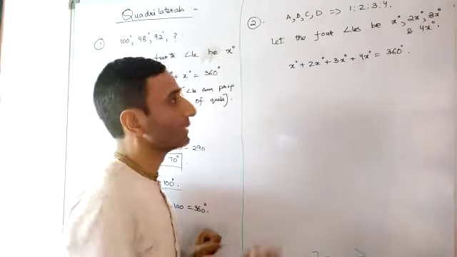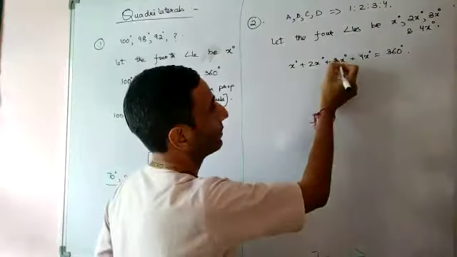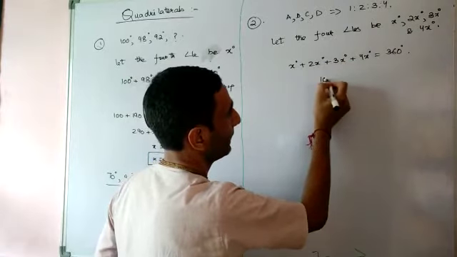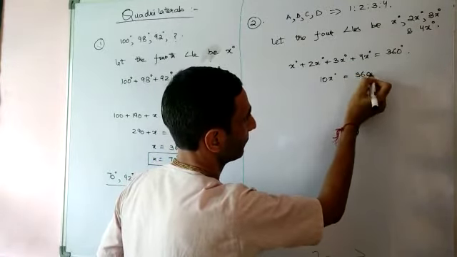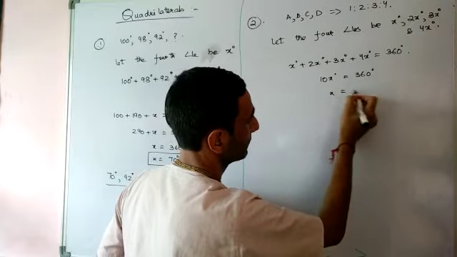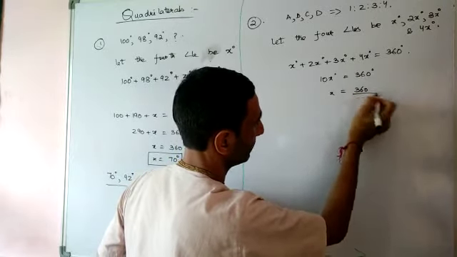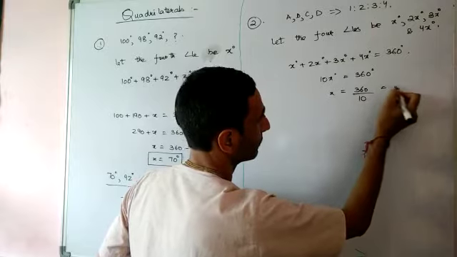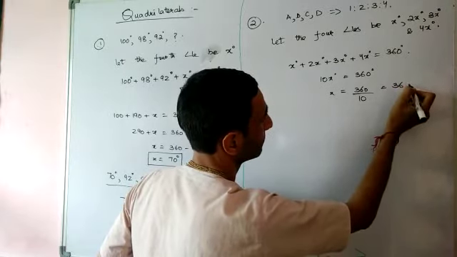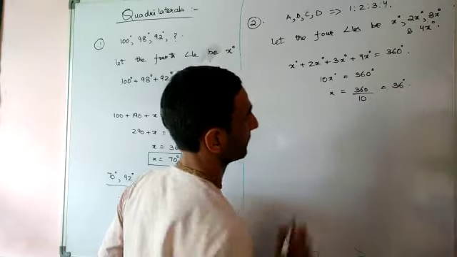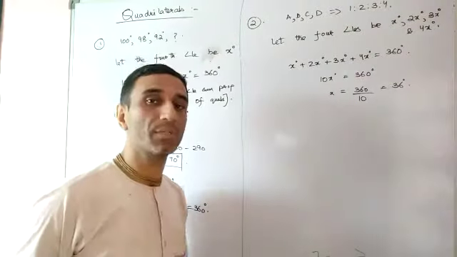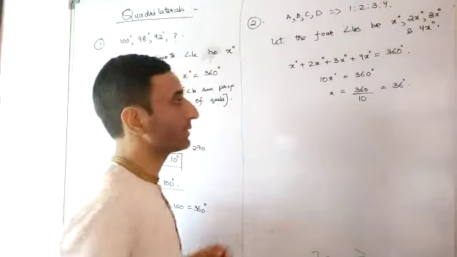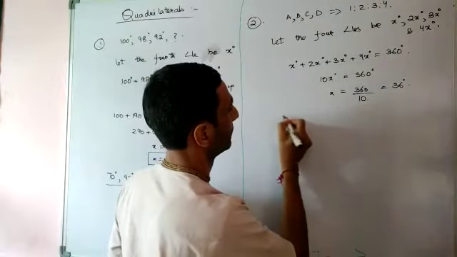That gives 10x degrees is equal to 360 degrees. x is 360 divided by 10, which is equal to 36. x is equal to 36 degrees. So we got one angle. Now using the assumptions, we can find all the three other angles.